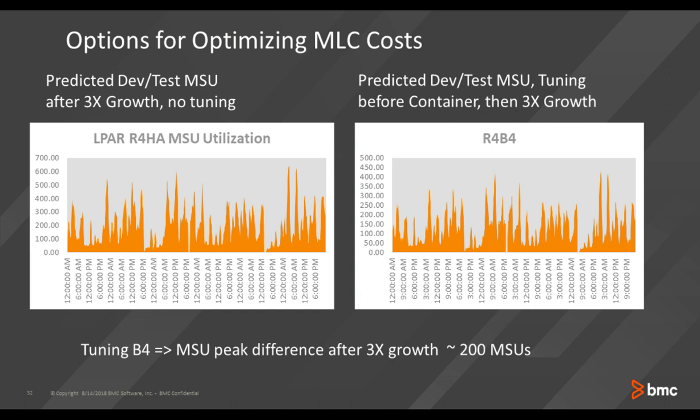So before jumping into the container, before going to country multiplex, before going to any licensing model, generally it's true that if we tune the work that's going on to reduce the MLC prior to that, we can save money.